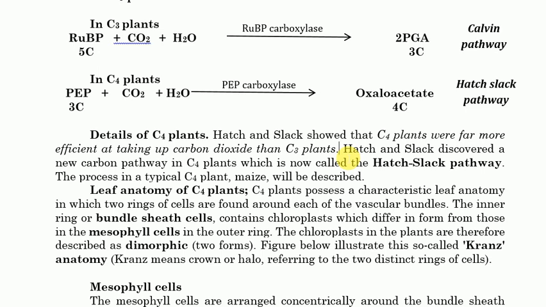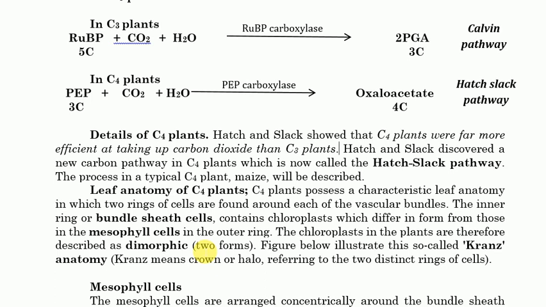But now let's look at the leaf anatomy of the C4 plants. C4 plants possess a characteristic leaf anatomy in which 2 rings of cells are found around each vascular bundle. The inner ring, called the bundle sheath cells, contains chloroplasts which differ in form from those in the mesophyll cells. So the inner ring is bundle sheath, while the outer one is mesophyll. The chloroplasts in these plants are therefore described as dimorphic, that is, two-form.